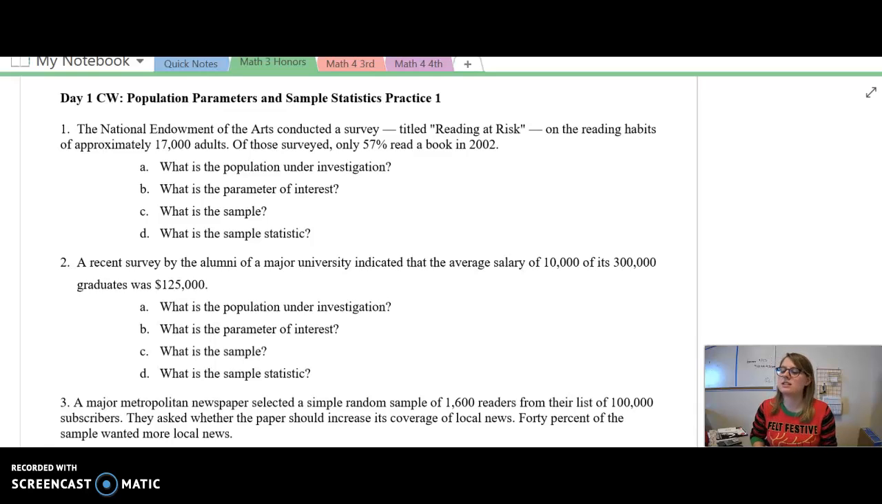But we also have statistics as a value that represents a sample. So we're taking a group from the population and we're taking that statistic. So let's talk about these problems and see what's going on.